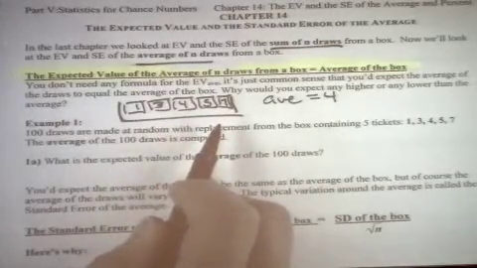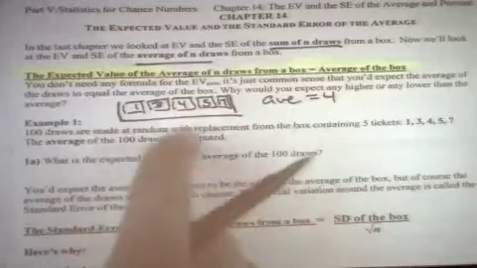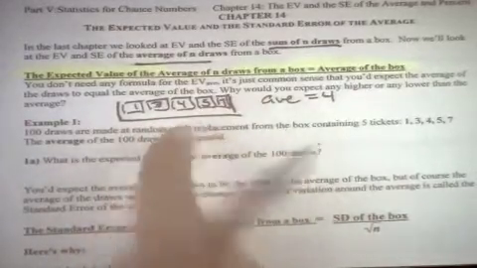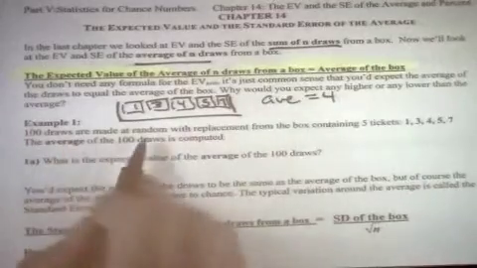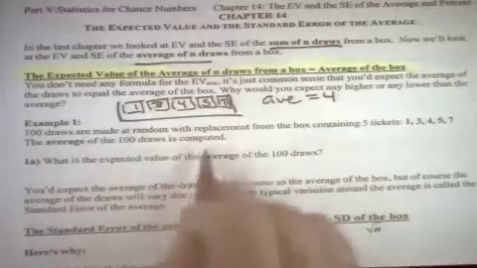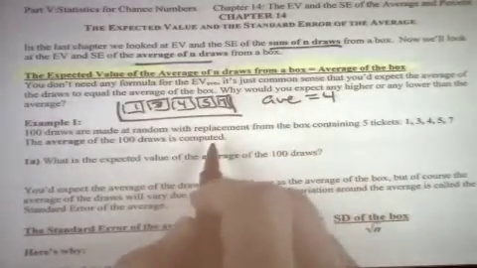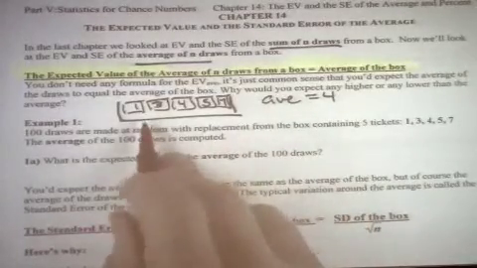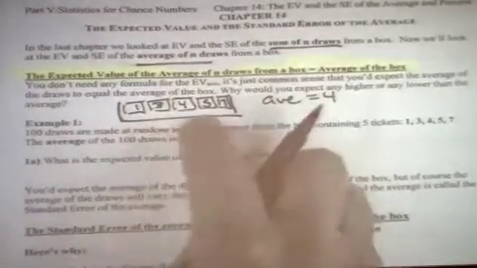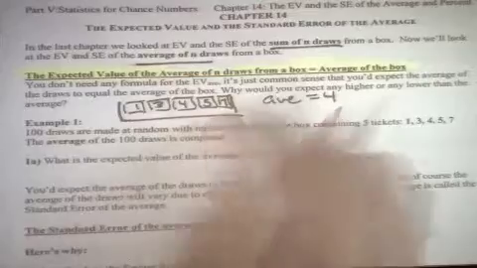Why would you expect the average of your tickets to be any different than the average of the box? Even if they didn't have an equal chance, whatever is the average, on the average, you expect to get the average of the box. So in 100 draws, made at random with replacement, the average of the 100 draws is computed. Okay? So you pretend you took 100 tickets, and each time you replaced them, right? You'd have to, because the box would be empty after 5.